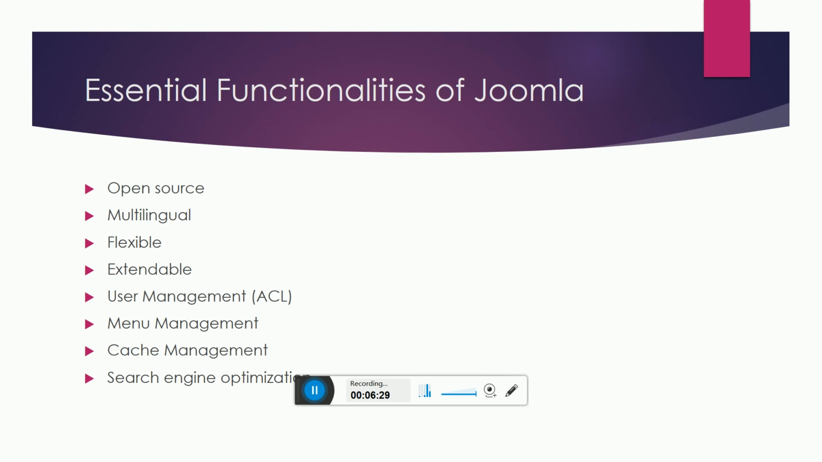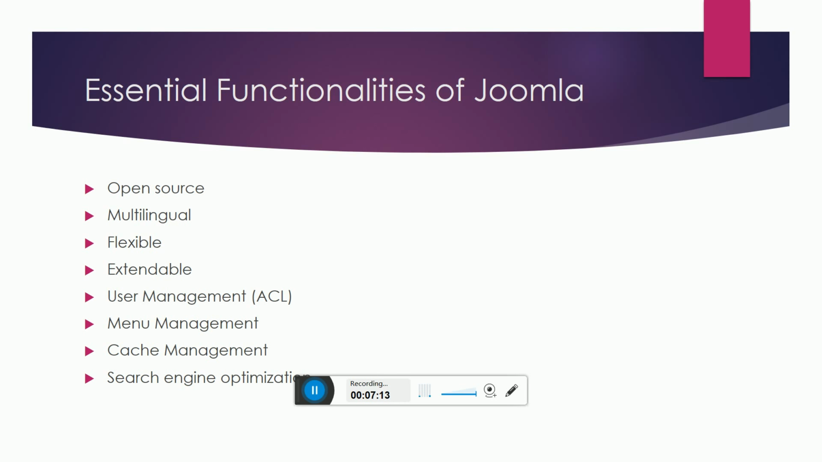So, essential functionalities of Joomla. Joomla is open source, multilingual, flexible, extendable, and it allows user management, menu management, cache management, and search engine optimization. Open source meaning that Joomla is absolutely free and it can be used by anyone. Multilingual meaning that Joomla offers over 70 languages. It's flexible since you can make a blog, a business website, or an internet community website, from the simplest to the most complex websites.